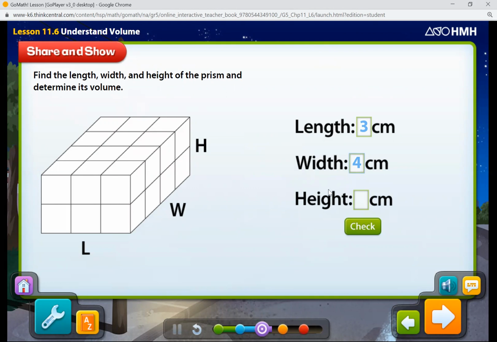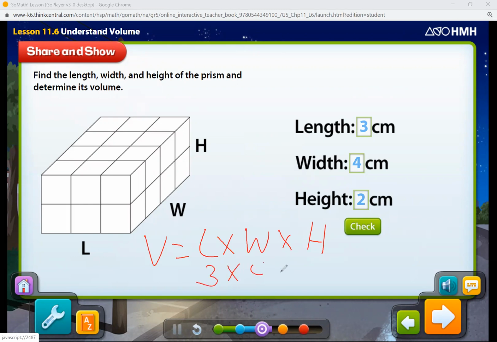What about the height? Thank you. Good answer. And let's check. Well, actually, before we check, why don't you go ahead and use that formula of volume equals length times width times height. So we said the length is 3. Plug it in, plug it in. I'm plugging in my numbers. What's the volume?